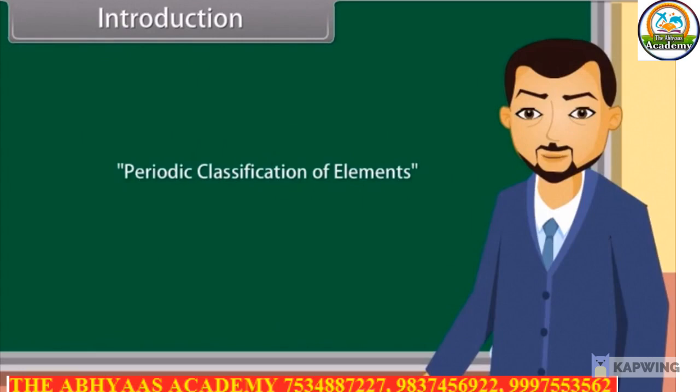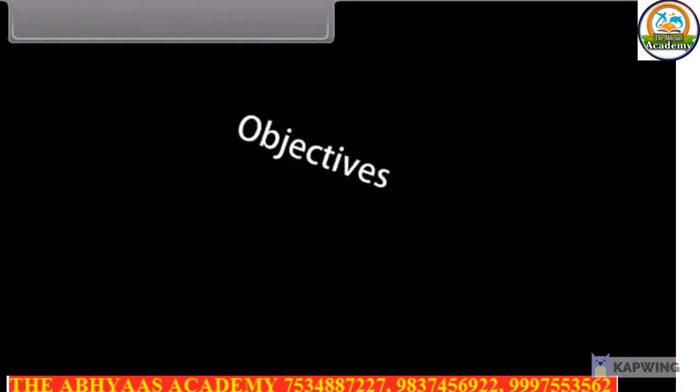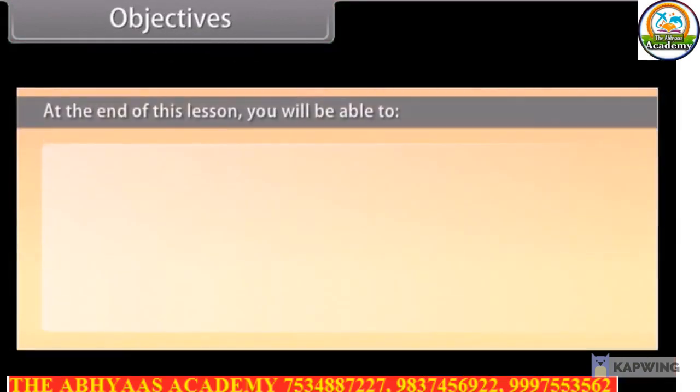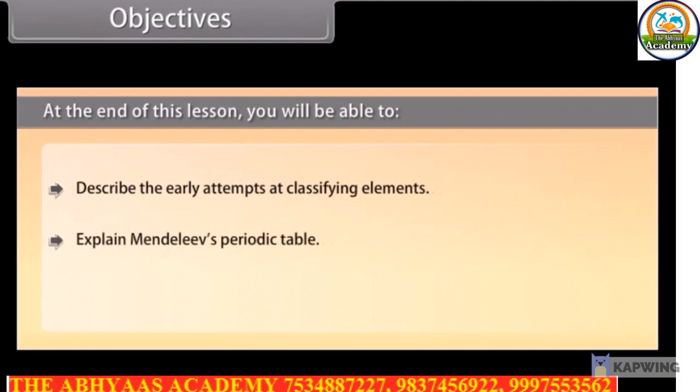Children, in this lesson, we will learn about the basis on which elements are classified. Objectives. At the end of this lesson, you'll be able to describe the early attempts at classifying elements, explain Mendeleev's periodic table, and explain the modern periodic table.